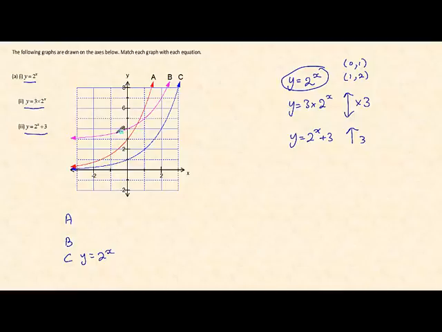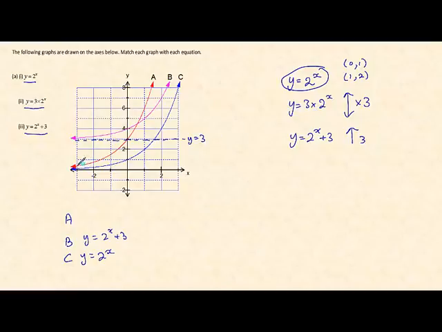If we look at graph B, that one has its horizontal asymptote as the line y equals 3. So that one has been translated upwards. So it's graph B that's y equals 2 to the x plus 3, leaving A as 3 times 2 to the x, but let's just check it.